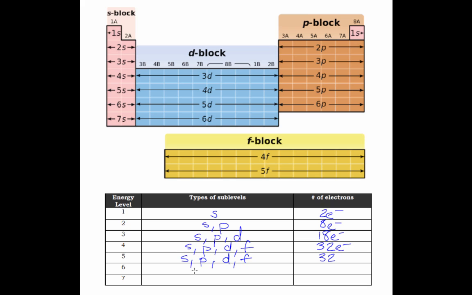So it's S, I'm just going to write it over here, S, P, and D, which adds up to 18 electrons, and that was supposed to be 32. And energy level 7 has S, and it's not on this version of the periodic table, but it actually also has p orbitals. This just might be an older version of the periodic table, and that has 8 electrons.